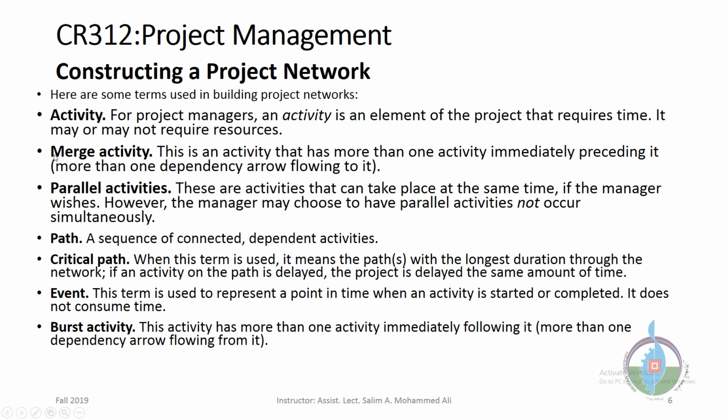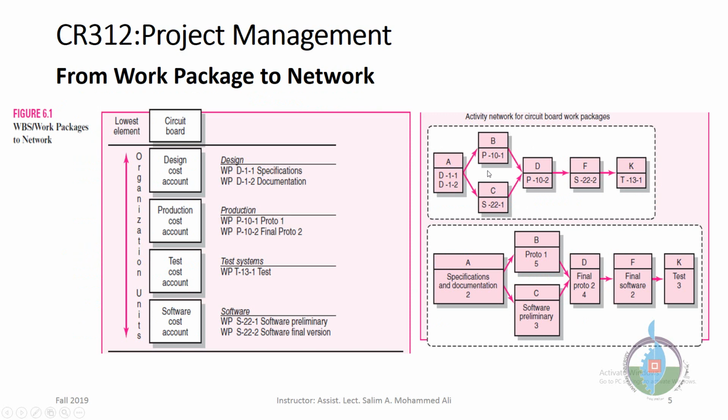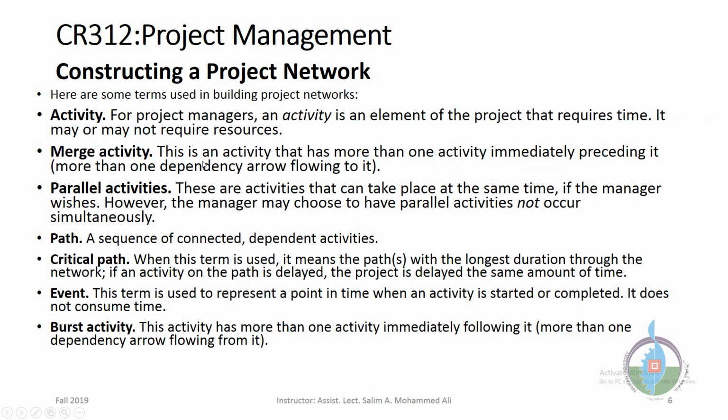Okay. There is a term called merge activity. This is an activity that has more than one activity immediately preceding it, more than one dependency arrow flowing to it. For example, here we have D. D is a merge activity. Why is it a merge activity? Because there are two arrows flowing to it. This means D will not start until B and C are both finished.